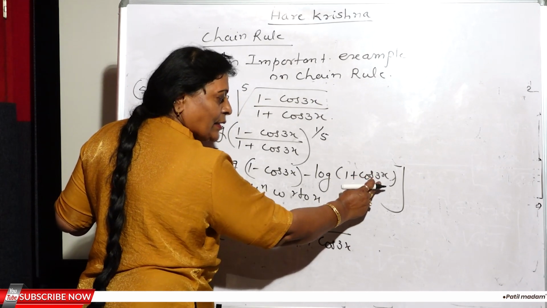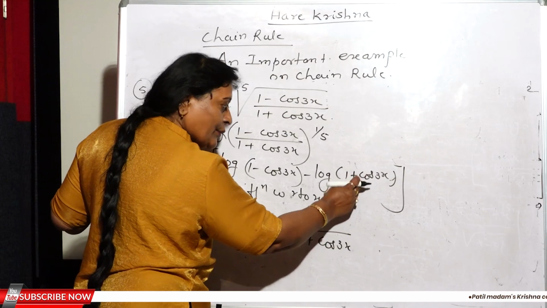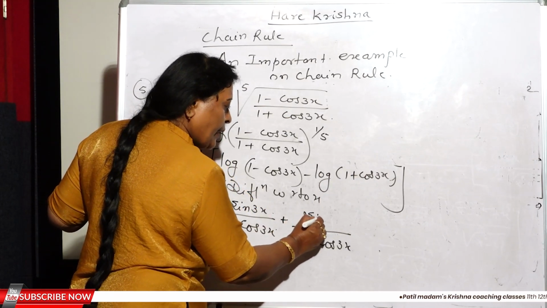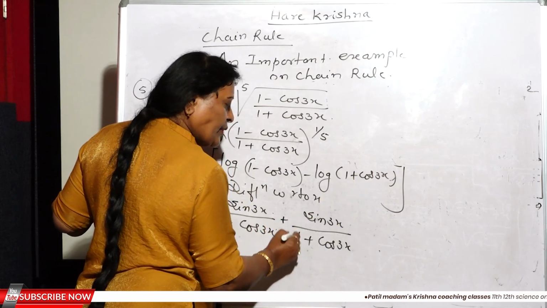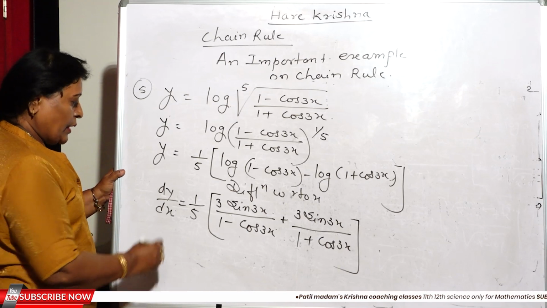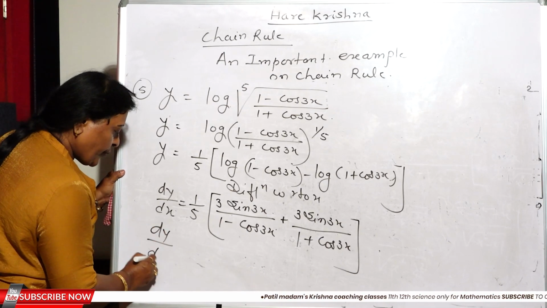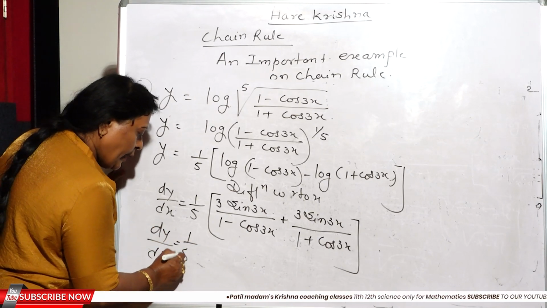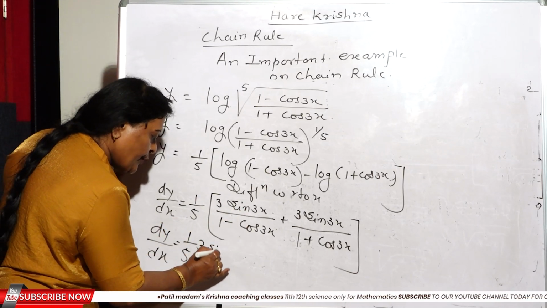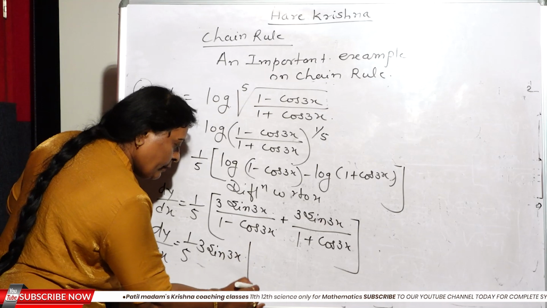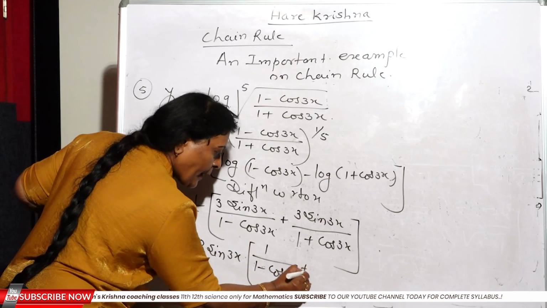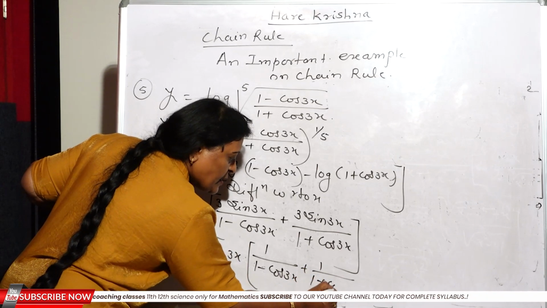Again cos 3x, that is minus sin 3x. This minus minus minus plus, and here you have got sin 3x. But what is the derivative of 3x? That is equal to 3. Again, if you observe this, dy by dx, which term you can take common? If you take 3 sin 3x common, that is quite easy for you, sin 3x, and right here 1 upon 1 minus cos 3x plus 1 upon 1 plus cos 3x.